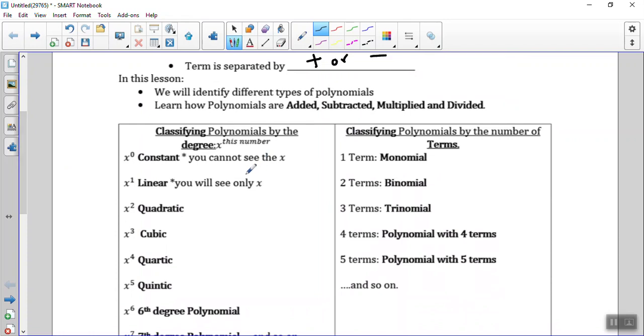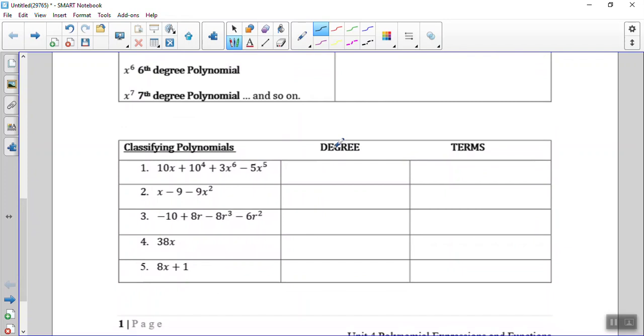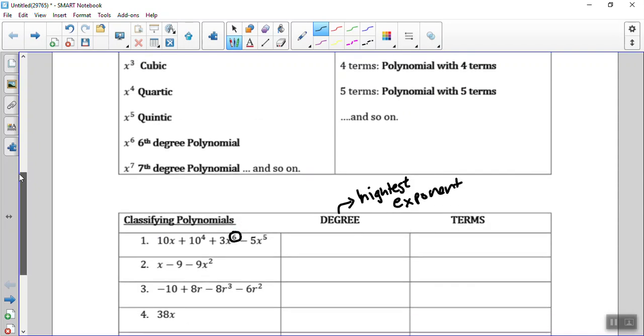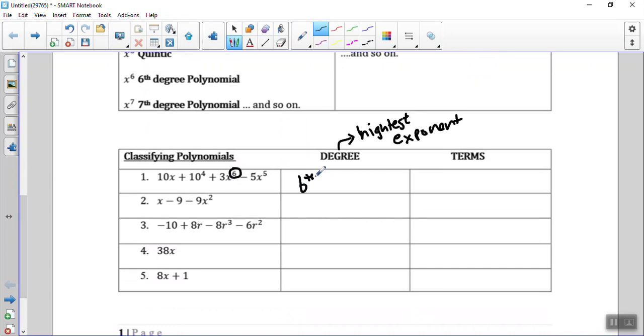Alright, so here are the names of polynomials. I'm not going to go through each one of them. I'm just going to go through these examples. So we name polynomials depending on their degree and the number of terms they have. Just know that when I talk about the degree, I'm talking about the highest exponent. Okay, highest exponent, because sometimes they might be written out of order. So here it looks like the highest exponent is 6. So I'm going to look at my chart here. 6th degree polynomial. That's what it's called.